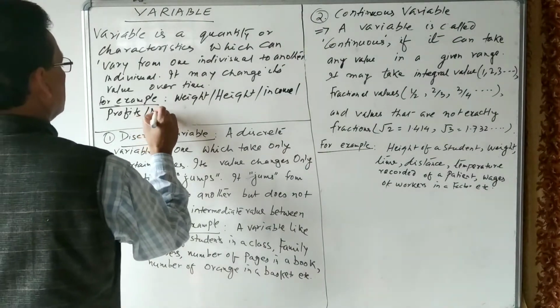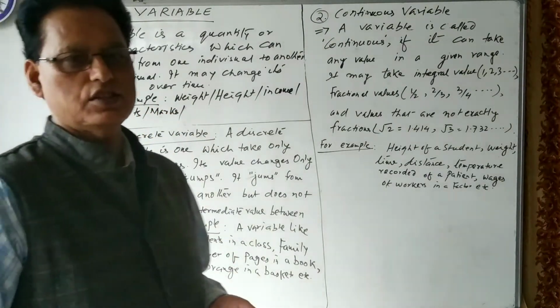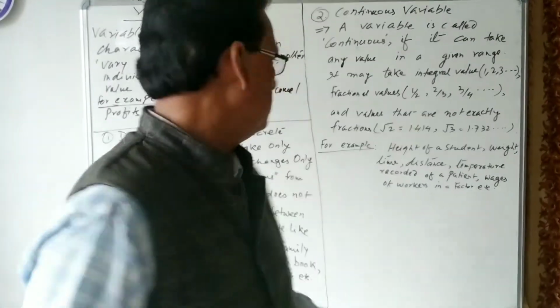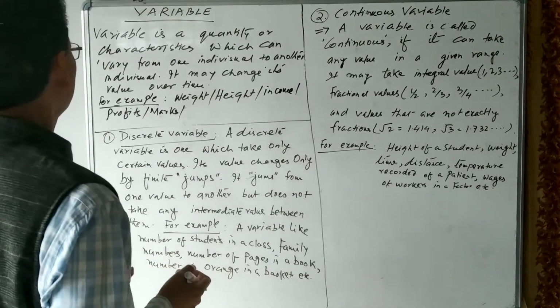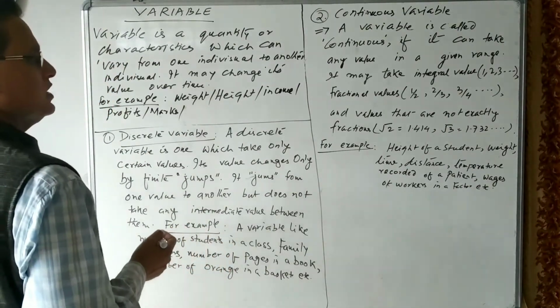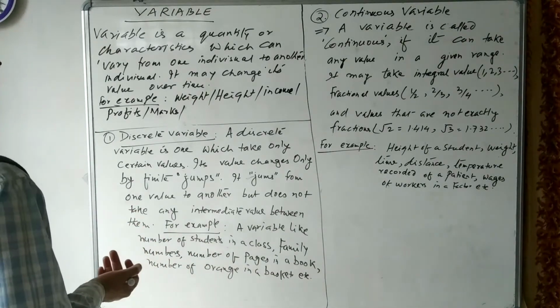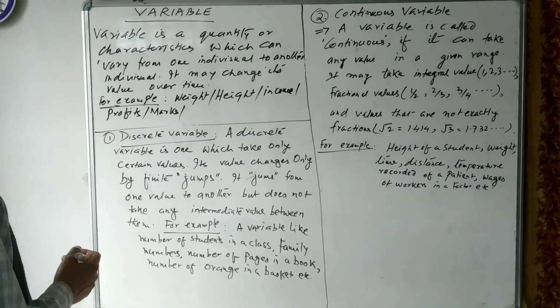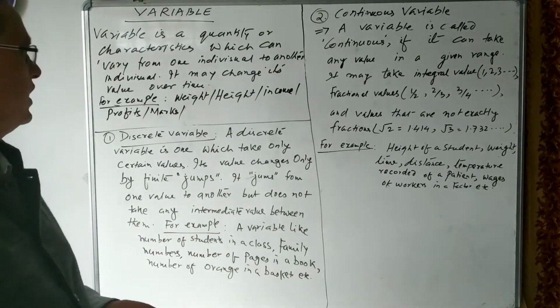Marks obtained by the students in a class also change. So marks are also a variable. Income is also a variable. Height is a variable. Weight is a variable. Profit is a variable. Marks are a variable. Temperature is a variable. Distance is also a variable. The number of students in a class is also a variable.